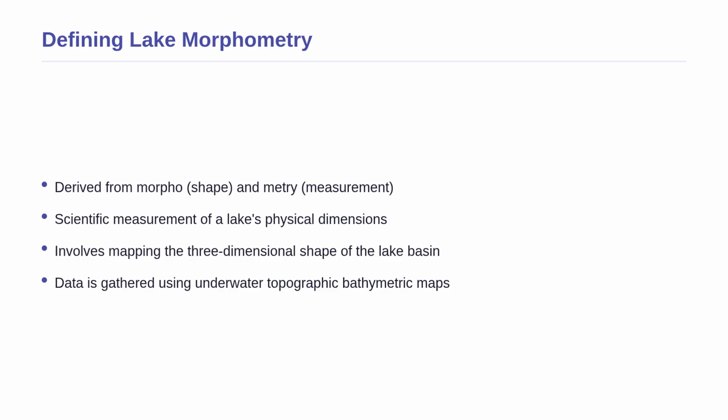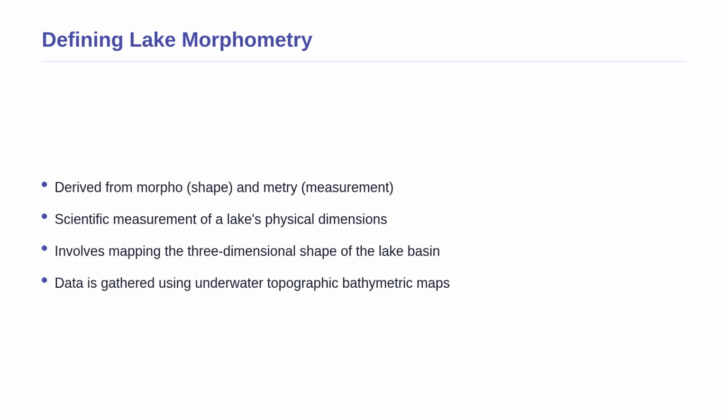Now that we've introduced the topic, let us define what this term actually means. The word morphometry comes from two roots: morpho, meaning shape, and metry, meaning measurement. Therefore, lake morphometry is the scientific measurement and mathematical analysis of a lake's physical dimensions.